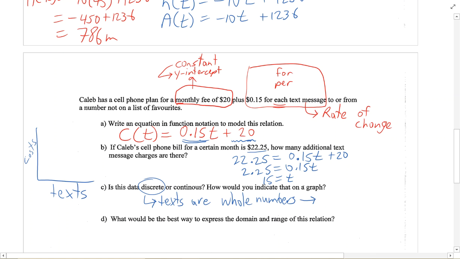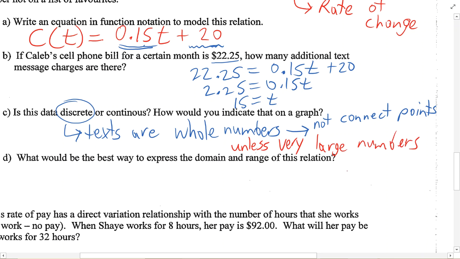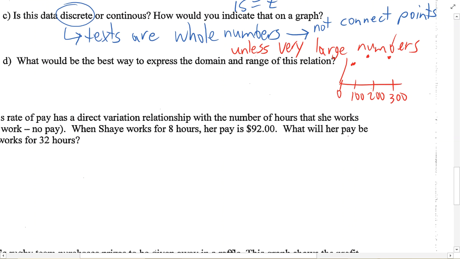So what would you do then? Would you connect the points or not connect the points? You would not connect the points. Unless what? Unless very large numbers. For example, if you had 0, 100, 200, 300, you would probably just have point values. But even if you had maybe 0, 1,000, 2,000, 3,000, you might still just have point values, because the numbers aren't that big.